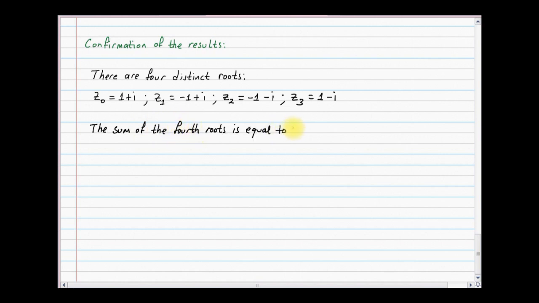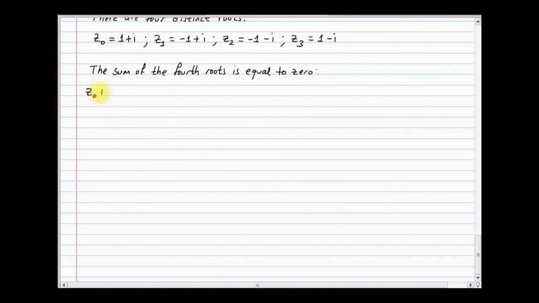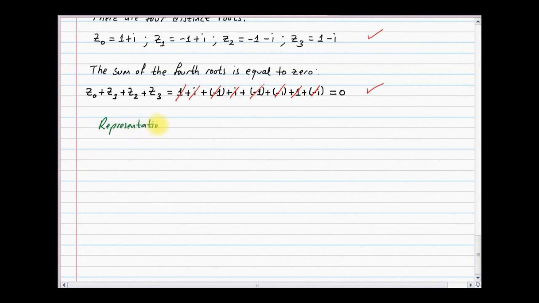I also need to check that the sum of the 4 roots is equal to 0. Therefore, let me add z0 plus z1 plus z2 plus z3, which is equal to 0 here. Therefore, the sum of the fourth roots is equal to 0. The question also wants the fourth roots to be shown on an Argand diagram, and this is done here.